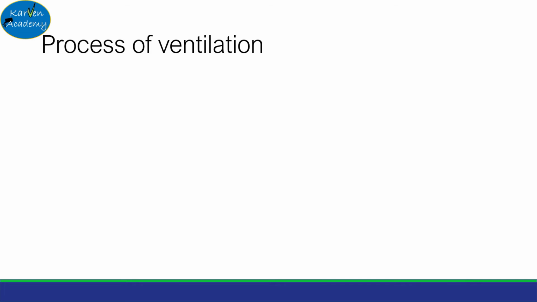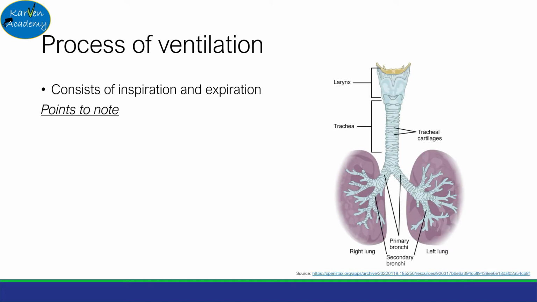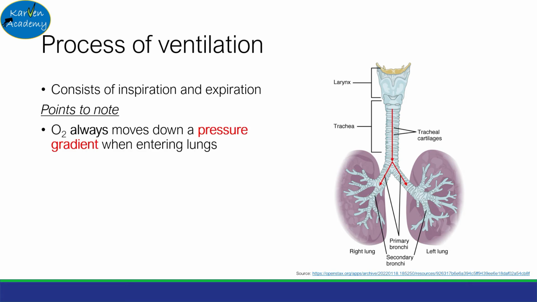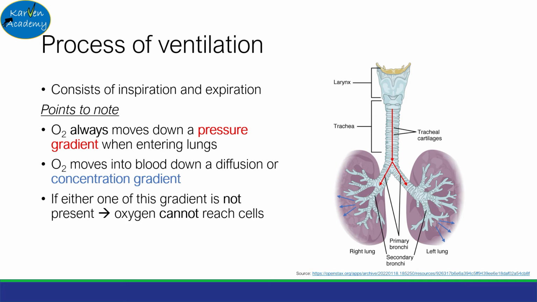Now, ventilation refers to breathing in and out, called inspiration and expiration respectively. There are a few points to understand before learning about this process. Firstly, oxygen always moves down a pressure gradient when entering the lungs. It then moves into the blood down a diffusion or concentration gradient, whichever term you prefer. Equally, carbon dioxide exits the blood down a diffusion gradient and the lungs down a pressure gradient. If either one of these gradients is not present, oxygen cannot reach the cells.